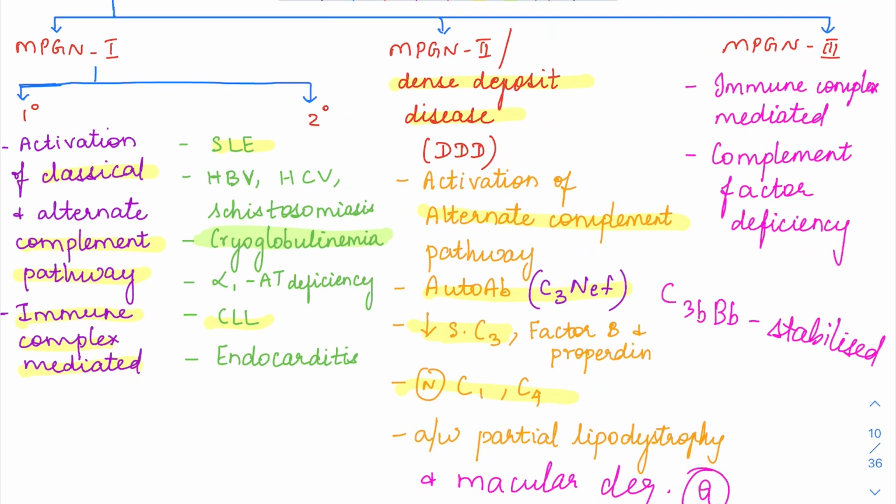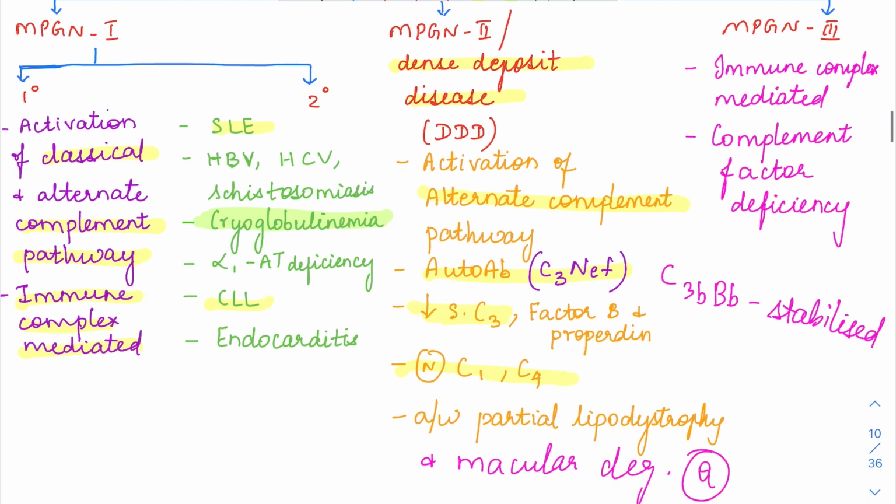So under type 3 MPGN, it is considered as a subtype of type 1 MPGN only, and it is also immune complex mediated like type 1. And here there is going to be deficiency of the complement factors, that is the pathogenesis involved here. So complement factor deficiency will lead to type 3 MPGN.